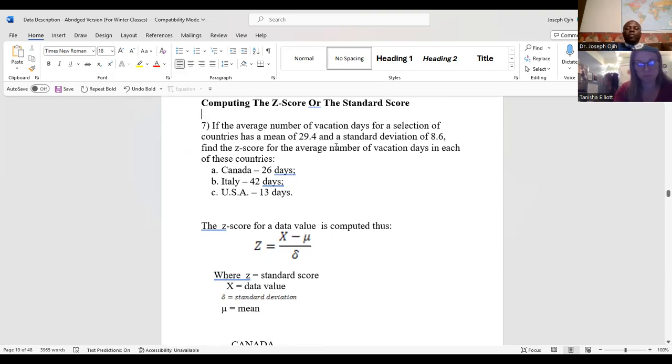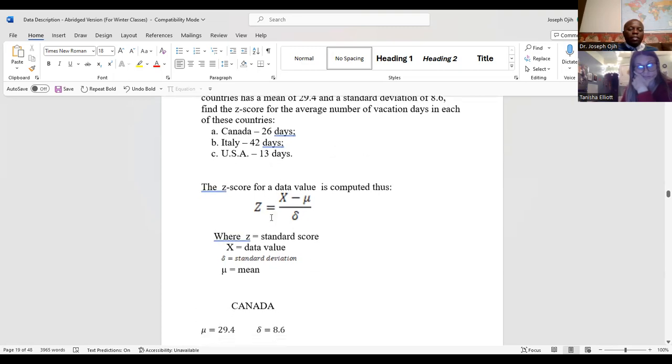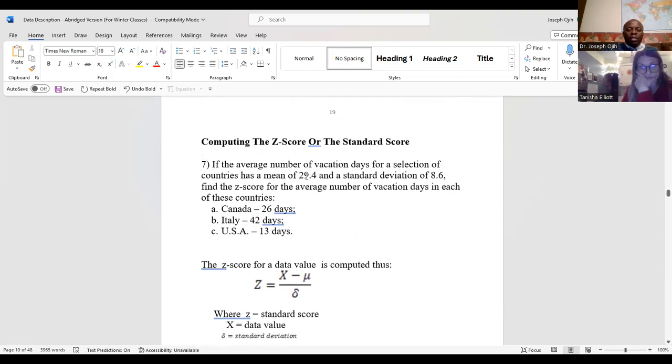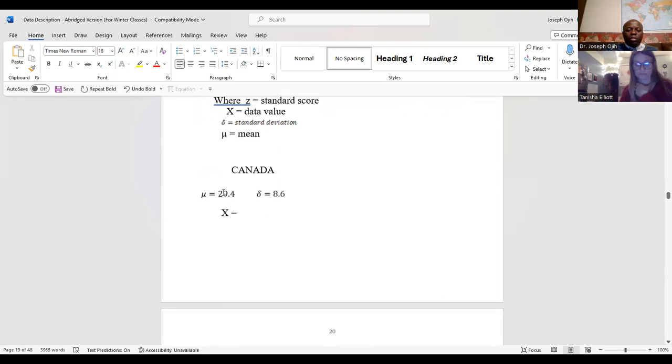See here, the average number of vacation days for a selection of countries has a mean of 29.4 and a standard deviation of 8.6. Find the Z-score for the average number of vacation days in each of these countries. Canada, 26 days. Italy, 42 days. USA, 13 days. Okay, let's do it. Remember this is the formula. Let's start with Canada. And also the mean is this constant, 29.4, and the standard deviation is 8.6. So I wrote them out here.